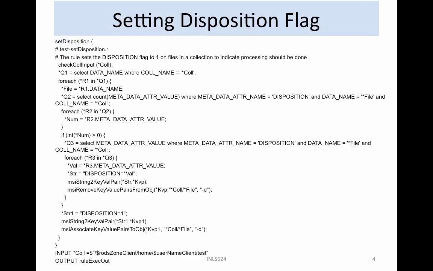The rule shown here is testsetDisposition.r. The rule is available at LifeLibZone Home RWMore Rules testsetDisposition.r. The rule checks the validity of the input collection name, then creates a query to list all files in the collection. For each file, a search is made for the metadata attribute disposition. If the attribute already exists and has a value of 0, it is deleted and replaced with the value of 1. If the attribute does not exist, it is created.